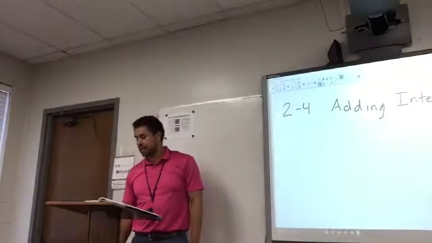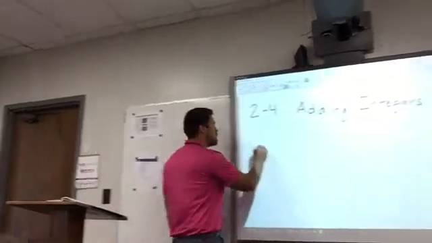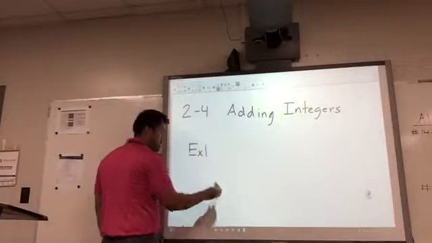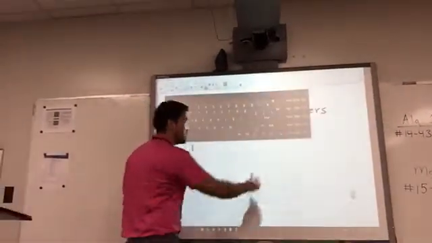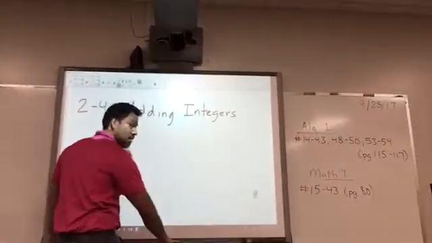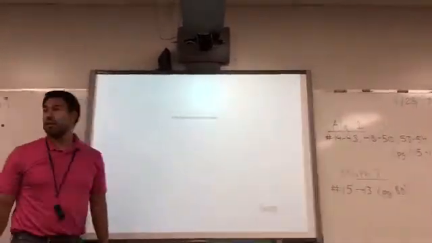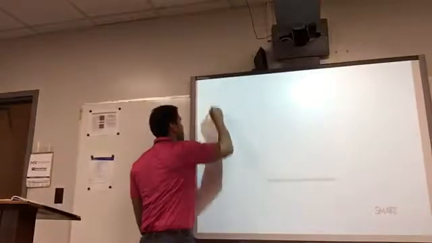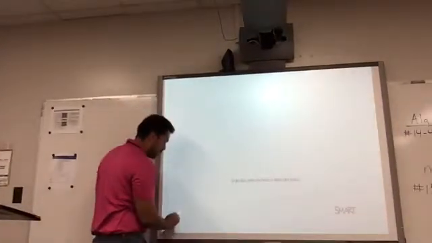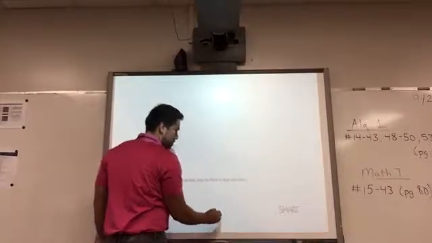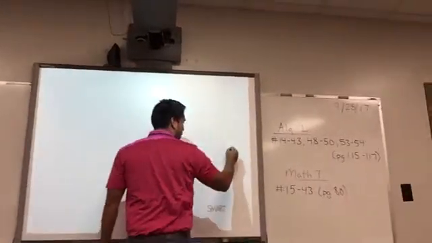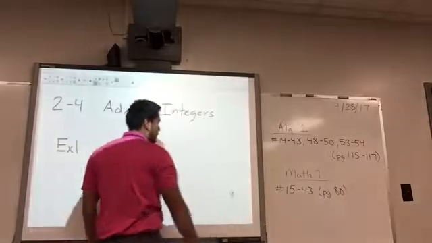Let's look at example number 1. What method or process are they using to add their integers? Yep, Tristan? They're using a number line? Number line. That is one way to work it out. One way to work it out is with the number line, and we're going to do it that way, and we'll also find out another way to do it.